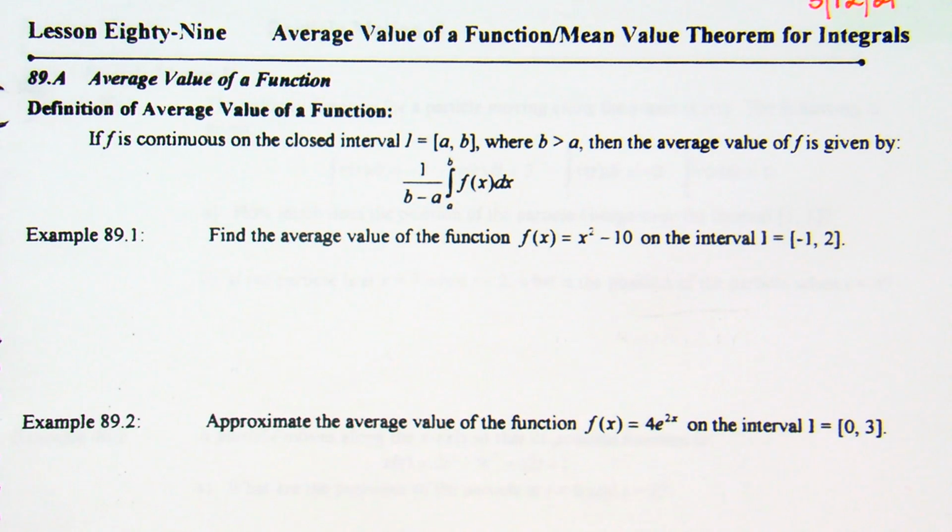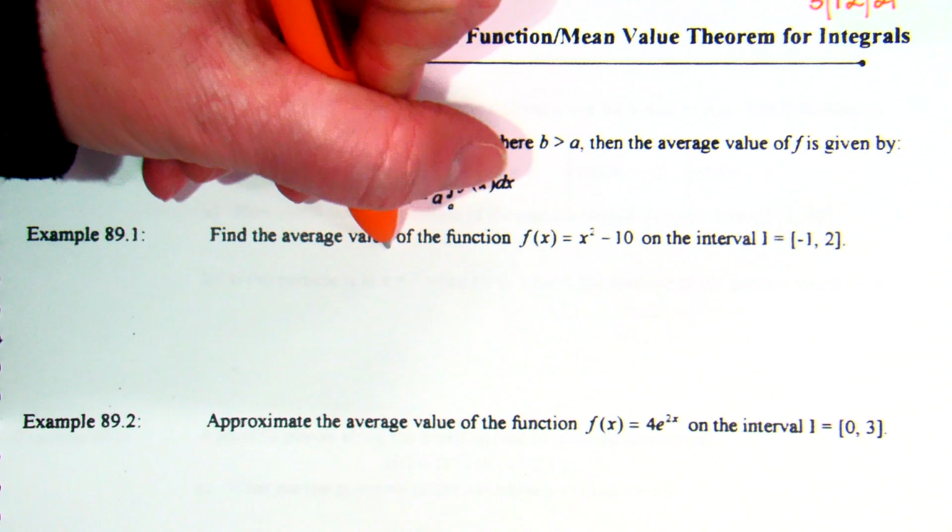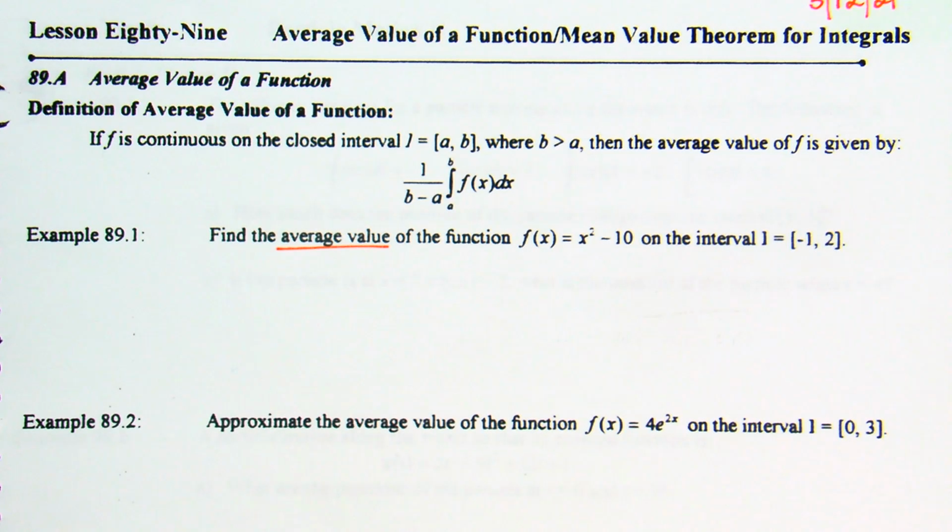Watch for those words, because numerous times I have seen something on an AP test where they'll put in the answer of just doing the integral versus the answer with 1 over b minus a in front of it. So average value is the key phrase. Let's try it out with example 1.